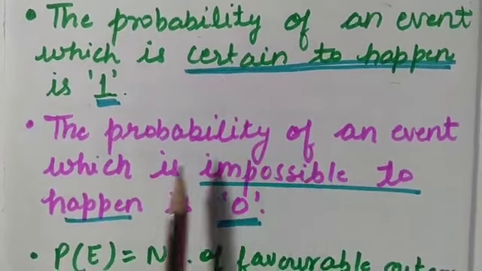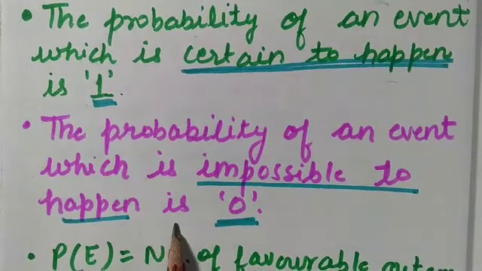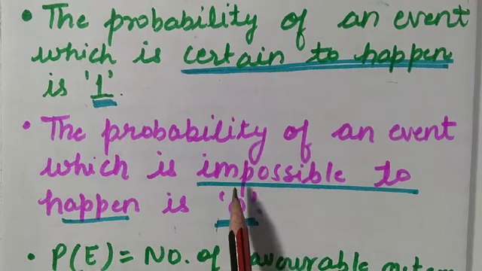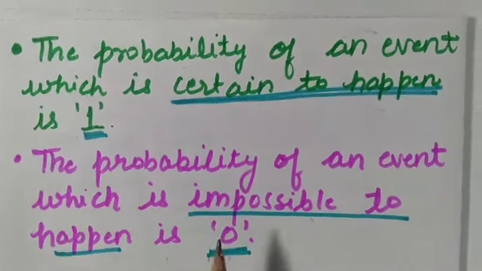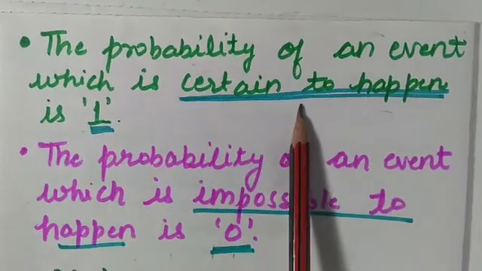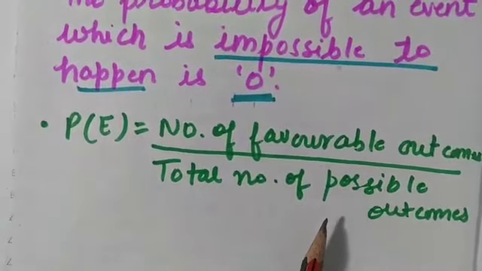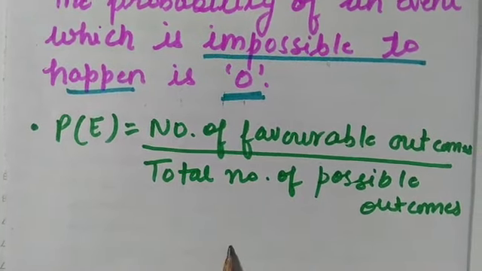Then the probability of an event which is impossible to happen is 0, and for an event that may or may not happen, that event's probability lies between 0 and 1. 0 is the probability of an impossible event and 1 is the probability of the event which is certain to happen. After that, we have learned how to calculate probability.